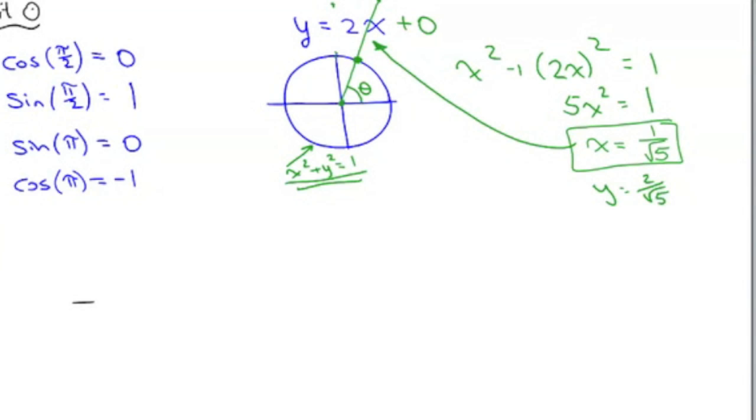So what is the cosine of this angle? Cosine is your x, so it would be 1 over the square root of 5. What is the sine of this angle? 2 over the square root of 5. And you're done. Ta-da. So cosine is the x-coordinate on a unit circle, and the sine is the y-coordinate.